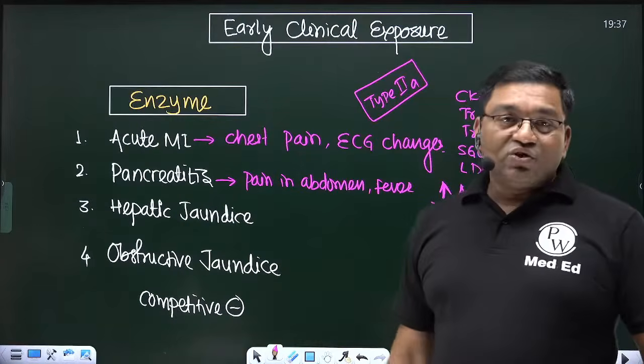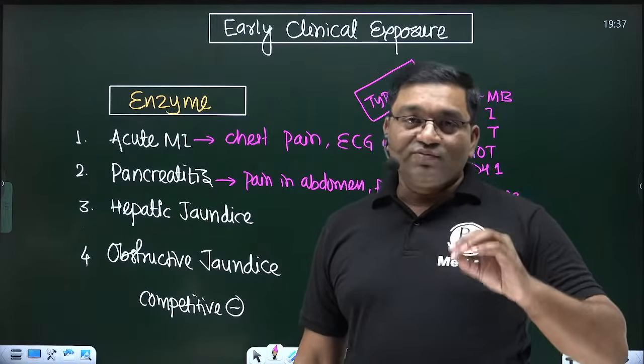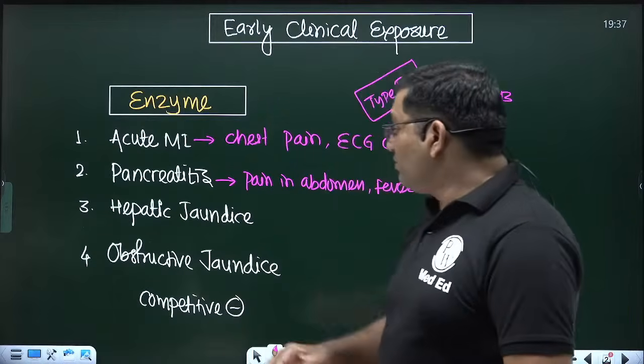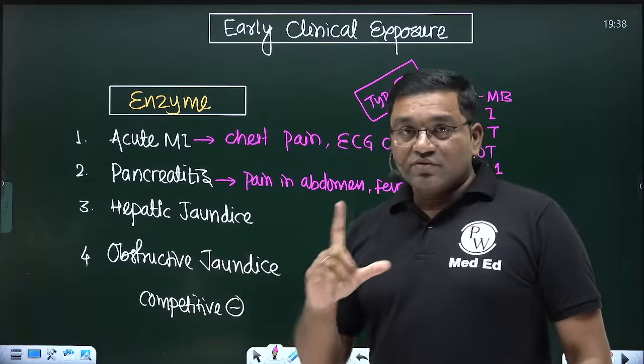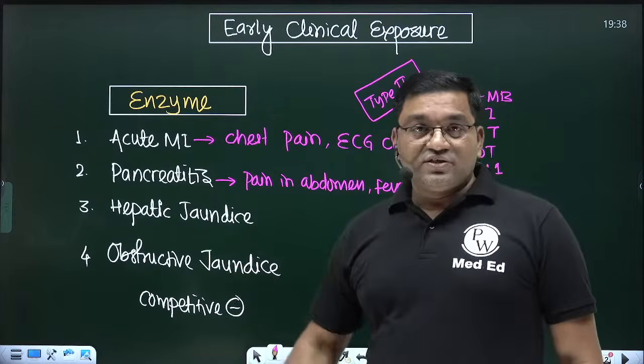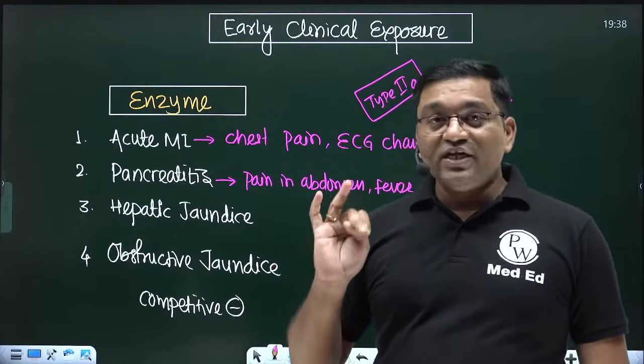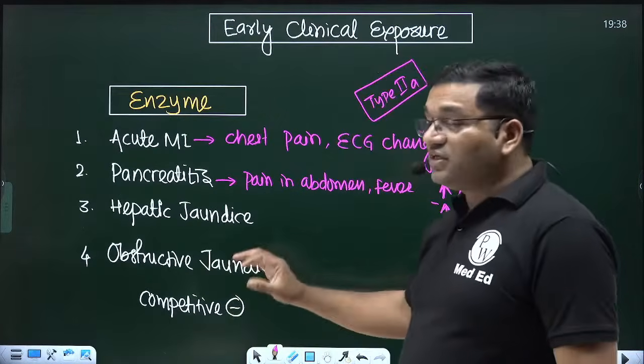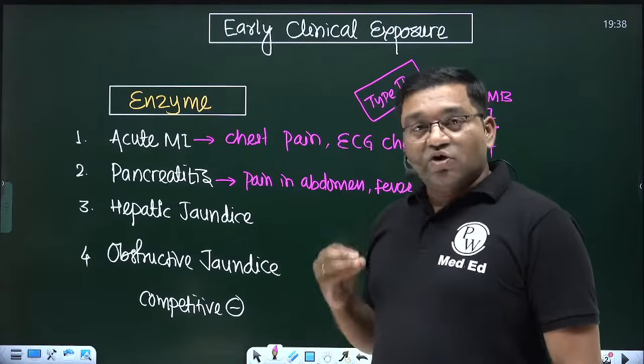Then hepatic jaundice, obstructive jaundice, various types of jaundice. This is an integrated topic between enzymes, hemoglobin metabolism, and liver function tests. These three come in all of these places. Hemolytic, hepatic and obstructive jaundice.